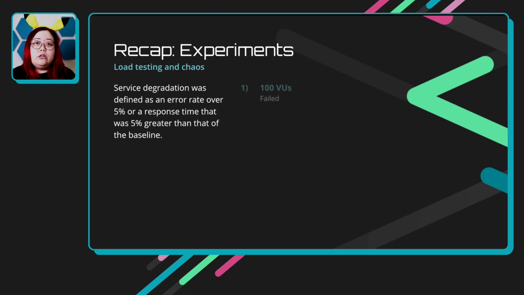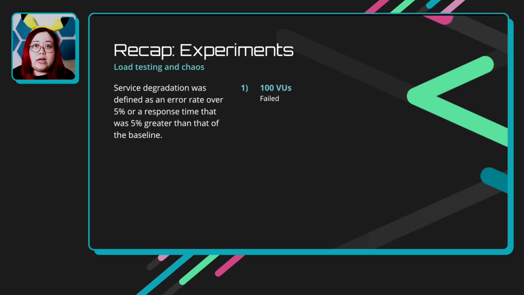So let's recap the 3 experiments. The first one was to simulate a load of 100 virtual users hitting the application. That test failed because both the error rate and the response time were significantly higher than that of the baseline. The second experiment involved terminating the app pod about 30 minutes into steady state while there were 60 virtual users being simulated accessing the application. And that test actually passed. Both the error rate and the response time were within acceptable limits, that 5% leeway that I'd allowed, and the application remained healthy throughout the test.